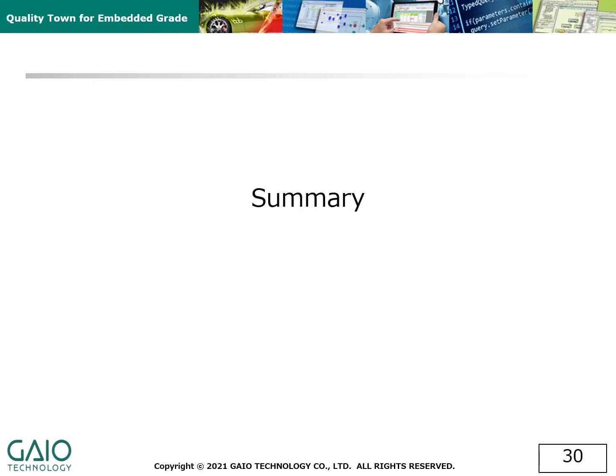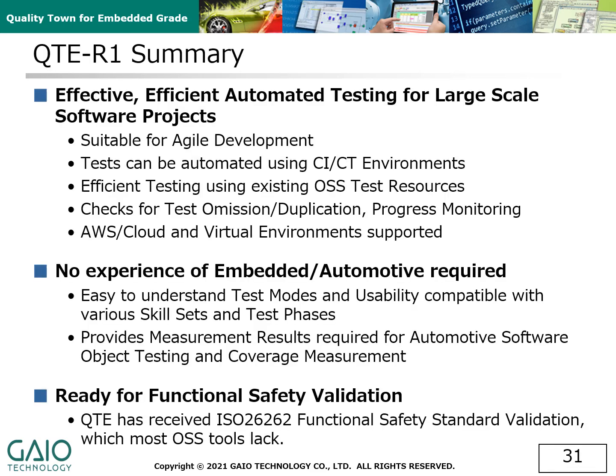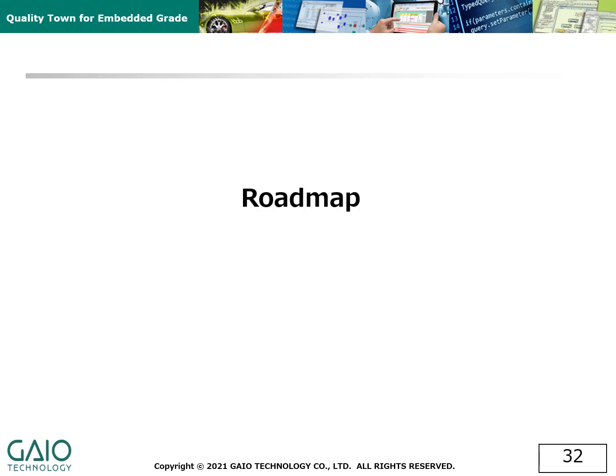Let's finish up with a summary of what we've learned today. Quality Town for Embedded Grade allows effective, efficient, automated testing for large-scale software projects using existing testing environments and OSS test resources. Users do not require any specific embedded or automotive experience or skills to use the tools, and the QTE tool is certified as compatible with the ISO 26262 standard, making it much more valuable in the field of software development based on a functional safety lifecycle.